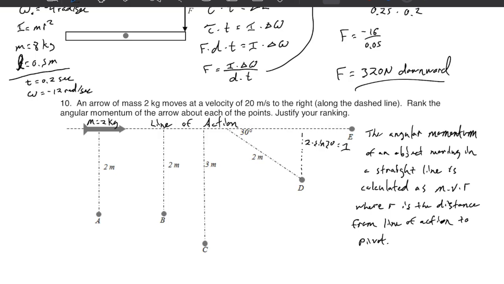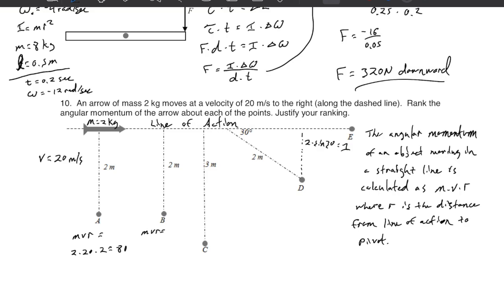All right, looks like we have our justification written out. The angular momentum of an object moving in a straight line is calculated as MVR, where R is the distance from the line of action to the pivot. They gave us a velocity of 20 meters per second. They gave us a mass of 2 kilograms. We just need to take that mass times the velocity times each of the radiuses. The MVR of the point A would be 2 times 20 times 2. So we have a value of 80.